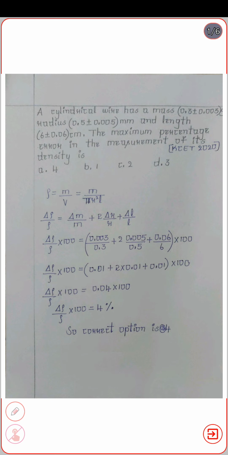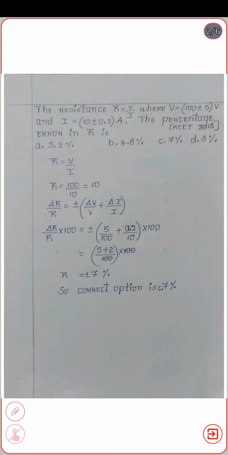It's very easy, students. The next question is also related to errors itself. The question is from KCET 2018. The resistance R equals V by I, where the V value is given as 100 plus or minus 5 volt and the I value is 10 plus or minus 0.2 amps, and they are asking you to find the percentage error in R.